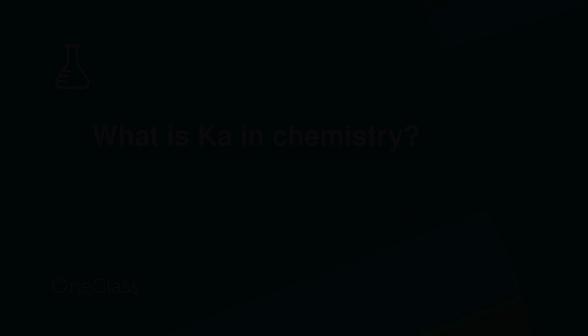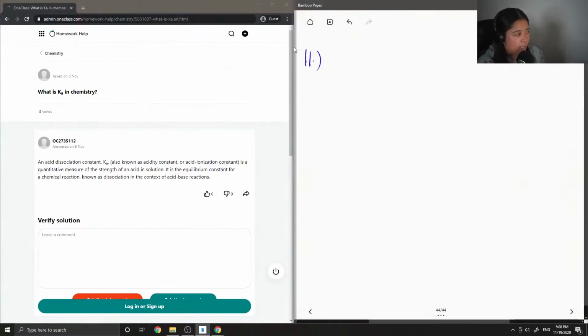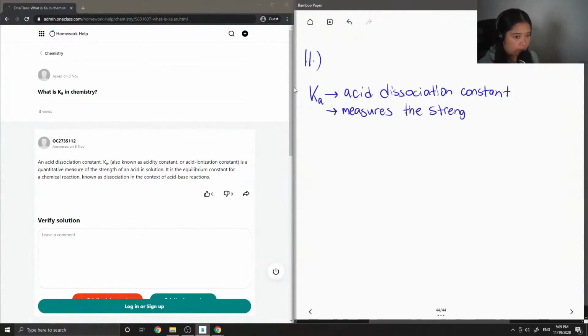Okay, so the question asks, what is Ka in chemistry? So the Ka value is also known as the acid dissociation constant. So the Ka measures the strength of an acid in solution.